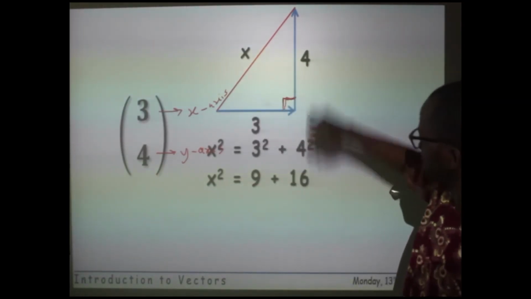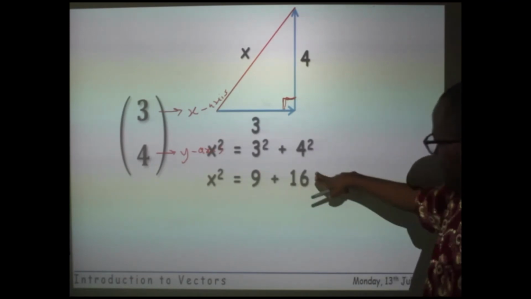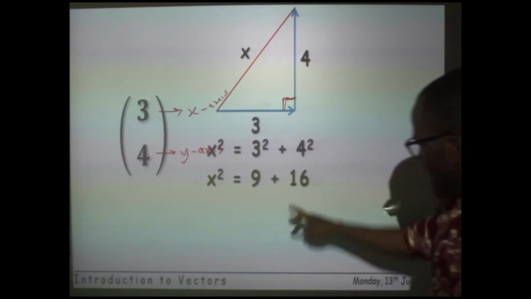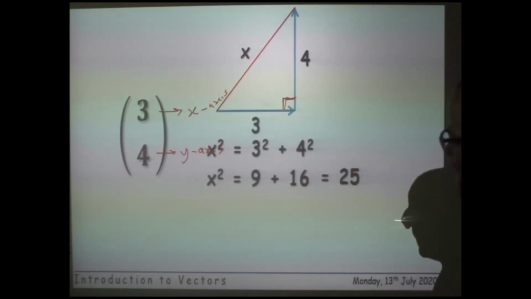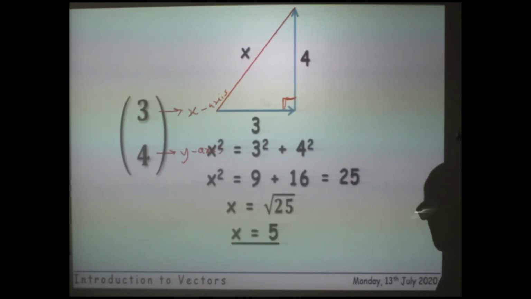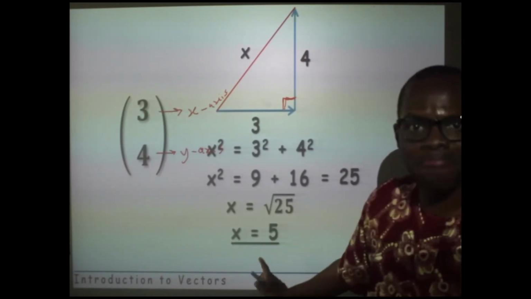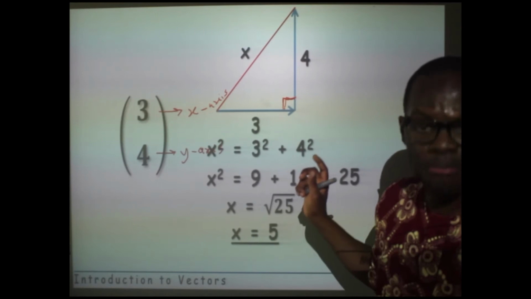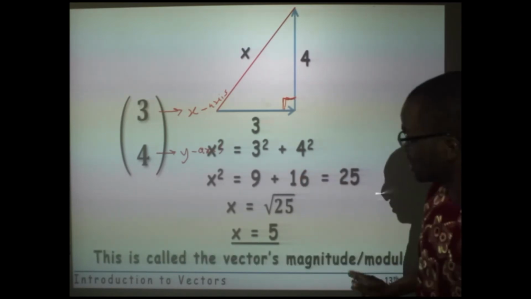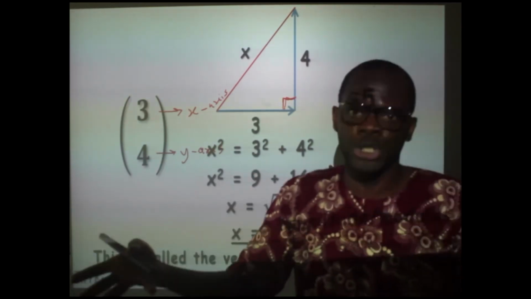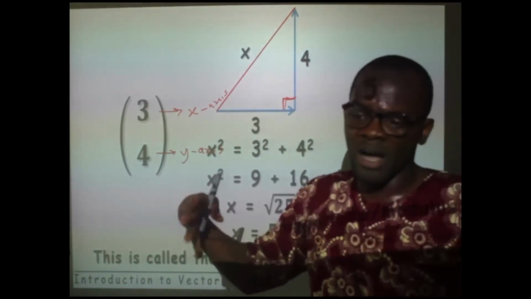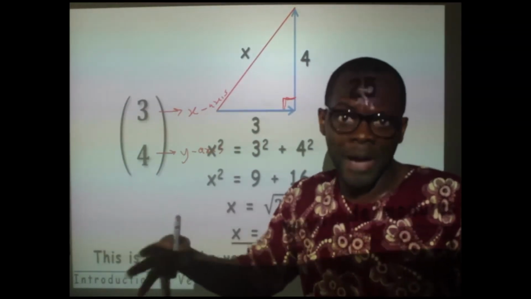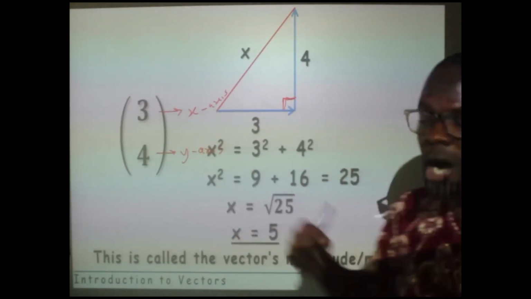3 squared plus 4 squared. 3 squared is 9. 4 squared is 16. Now 9 plus 16 gives you 25. Now if x squared is equal to 25, therefore x will be the square root of 25. And that gives you 5. Now this is what we call the magnitude or the modulus. So if you're asked to find the magnitude or the modulus of any vector, this is what you do, simply using Pythagoras to find the unknown side.